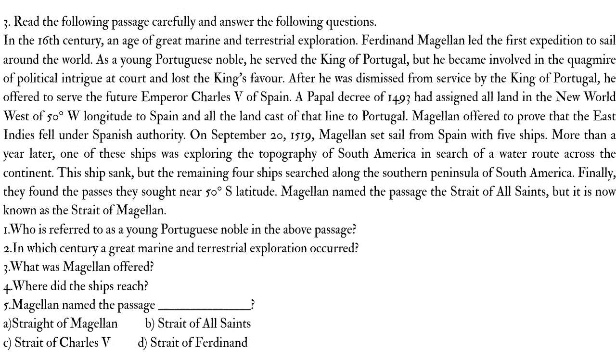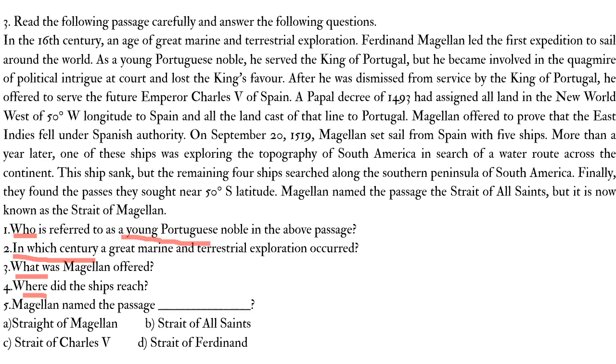Next, you have to pick up the keywords. So what are the keywords? Main words, like here, the question words like who, in which century, what, where. These are the question words. And then you have to pick up the other keywords like nouns, verbs, adjectives, and adverbs and all these. Here, a young Portuguese noble.